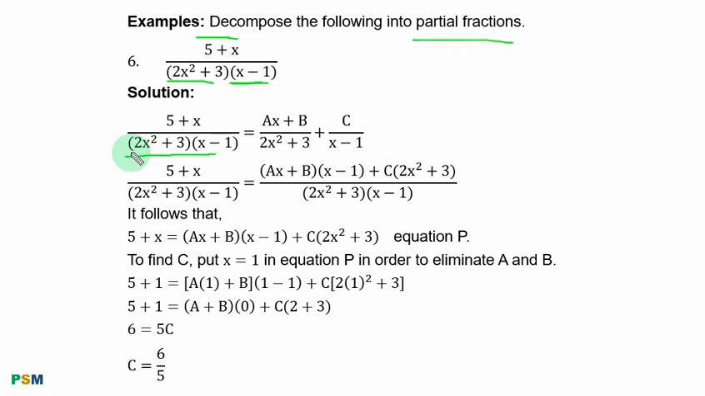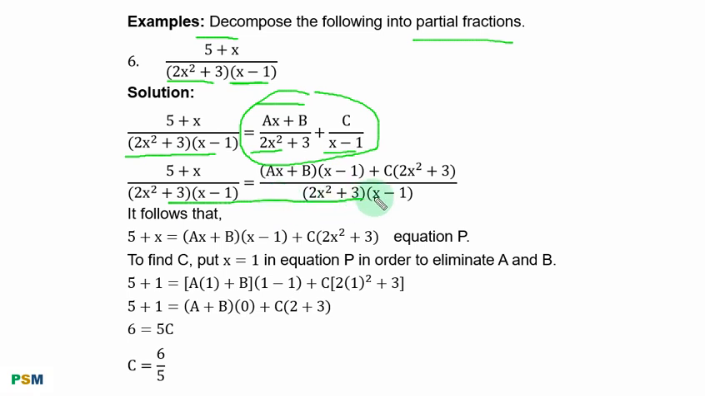For the quadratic factor, its numerator is a linear expression. In it, you have the first constant A multiplying the variable s, plus another constant B. Then the linear factor attracts just a numerator, which is C over s − 1. You find the LCM on the right hand side and simplify.